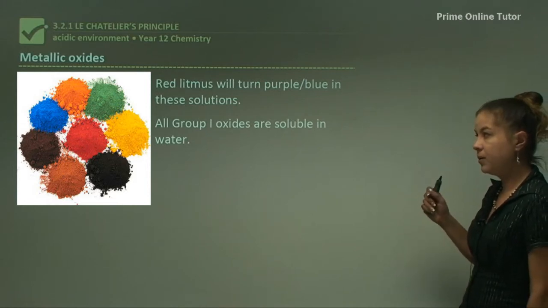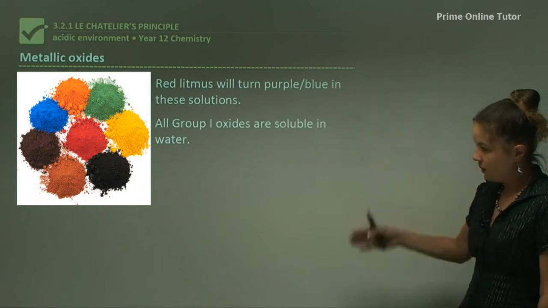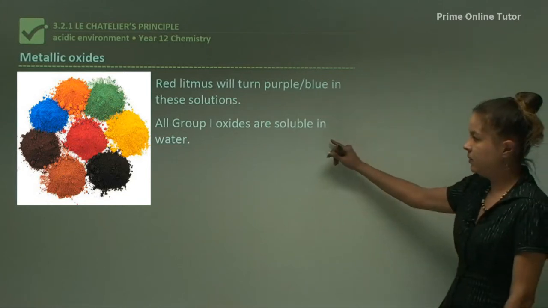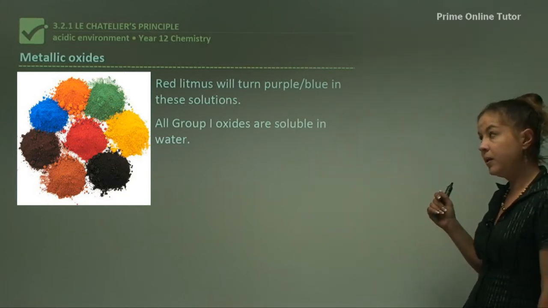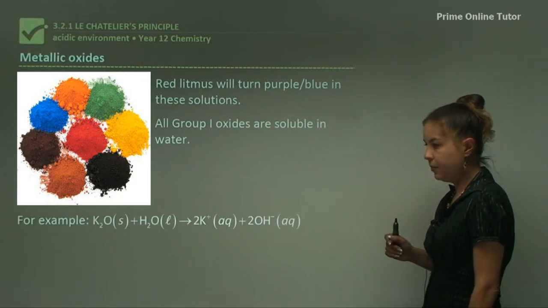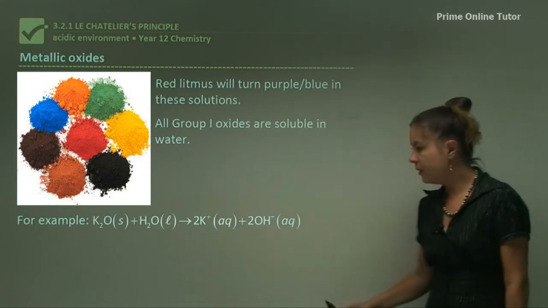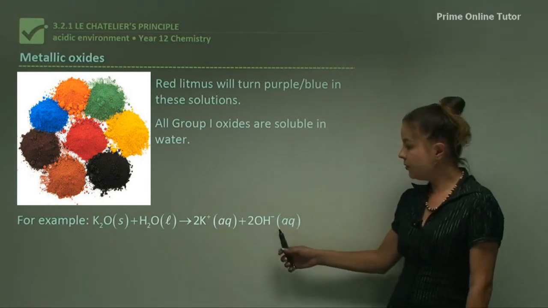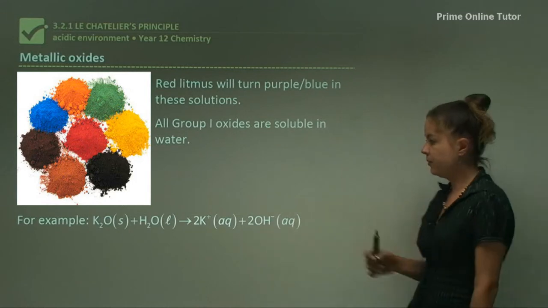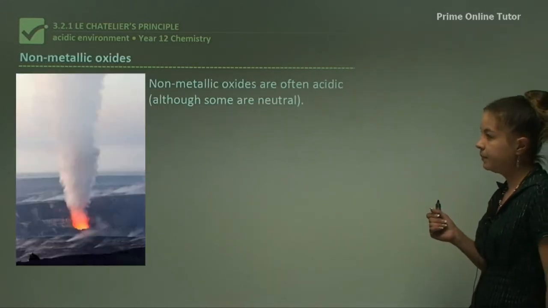All group 1 oxides are soluble in water. So sodium, potassium, all of group 1 will dissolve in water. And group 1 is also very reactive. So we've got an example here. Potassium oxide dissolving in water to produce potassium ions and hydroxide ions. Okay? Both aqueous, which means they've dissolved in the water.